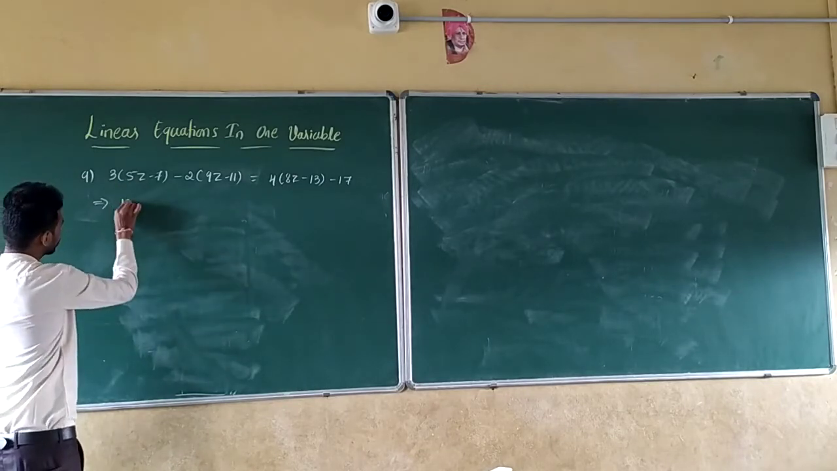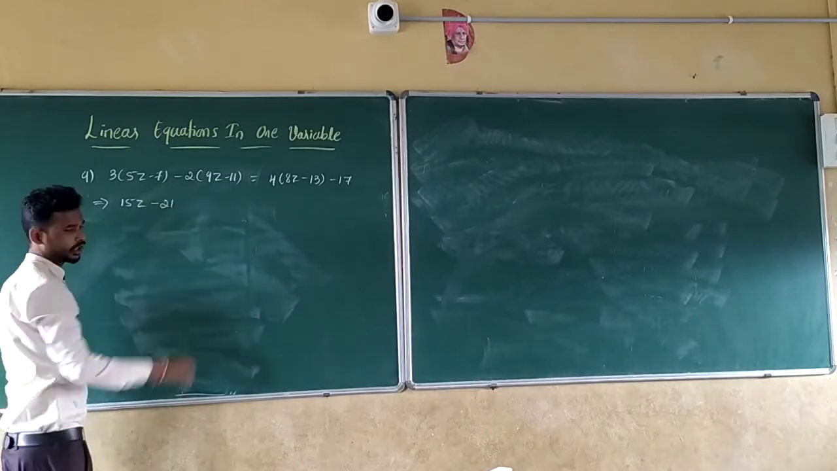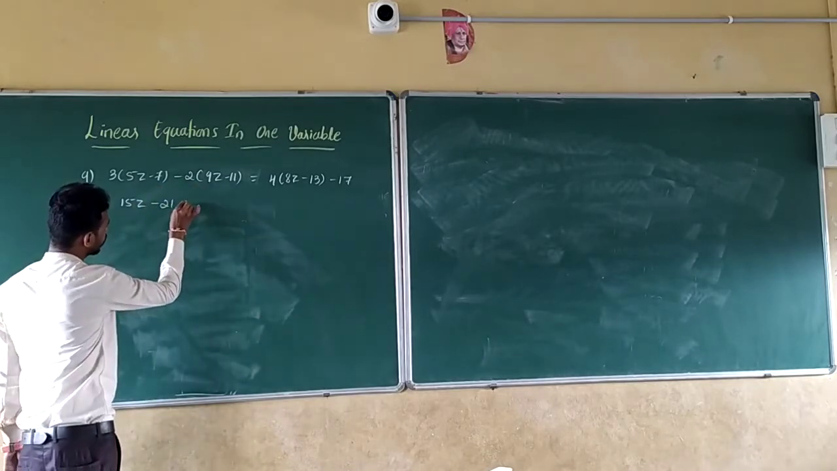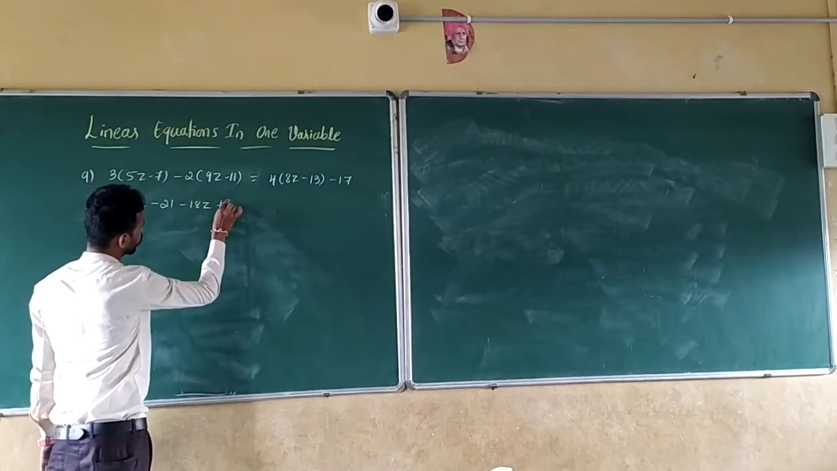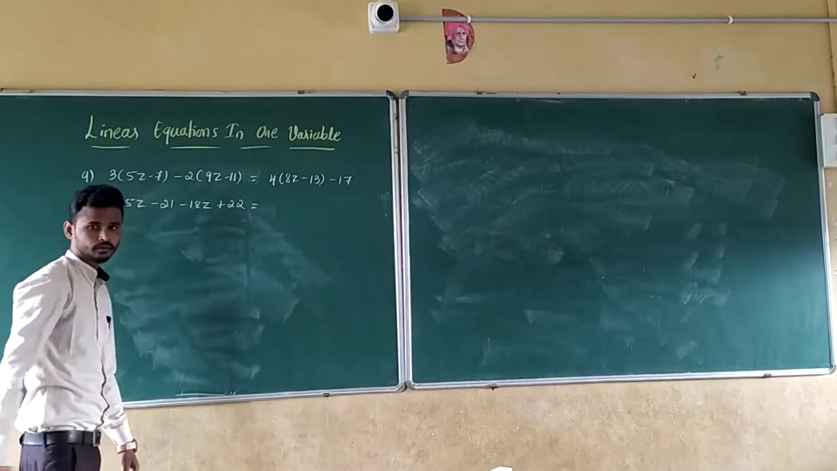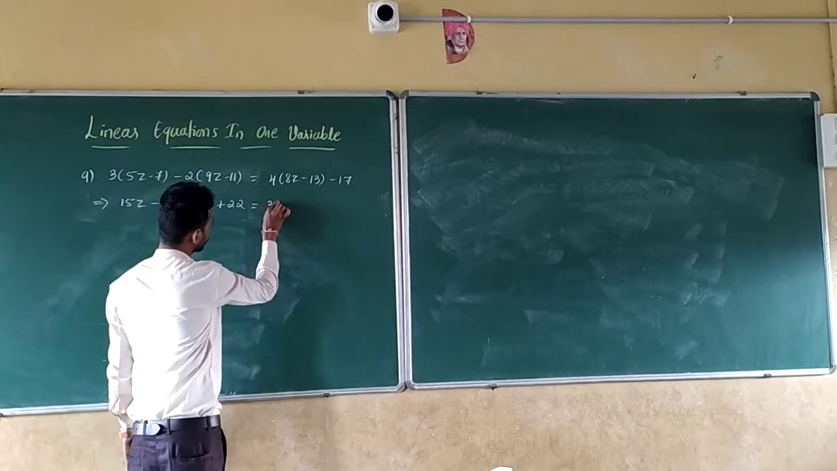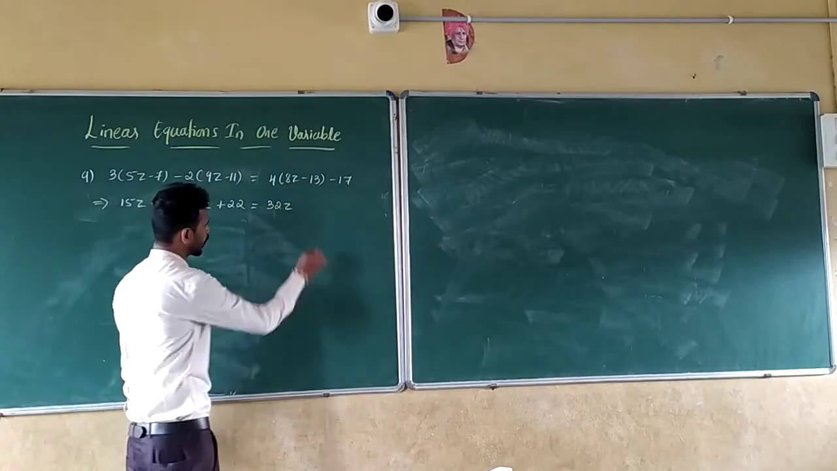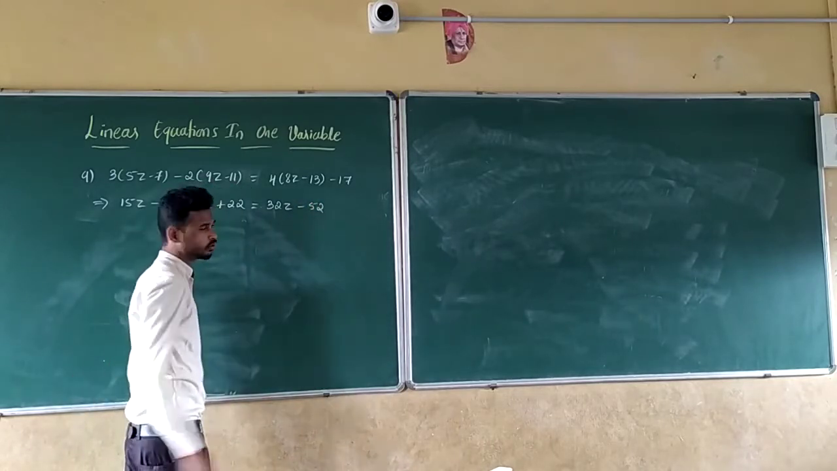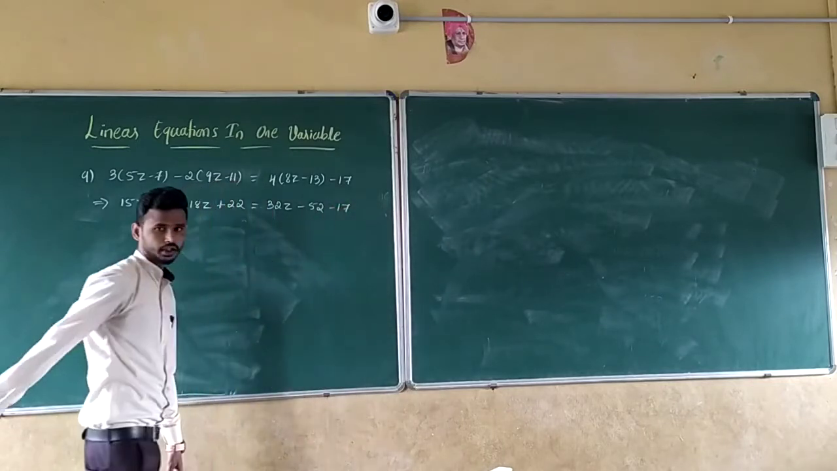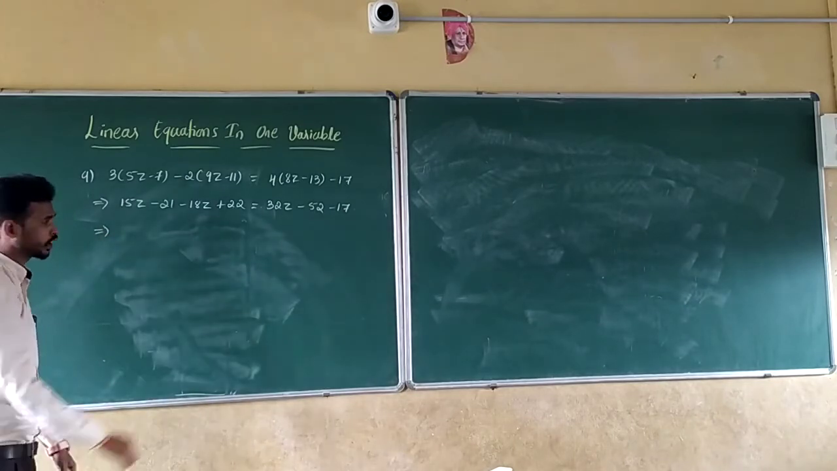3 into 5z, 15z, minus 3 into 7, 21, minus 2 into 9z, minus 18z, minus into minus plus 2 into 11, 22. So now which is equals to 4 into 8z, 32z, minus 4 into 13, 52, minus 70. So now here 15z minus 18z, how much you will get?